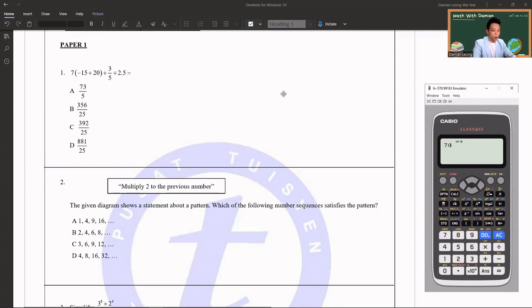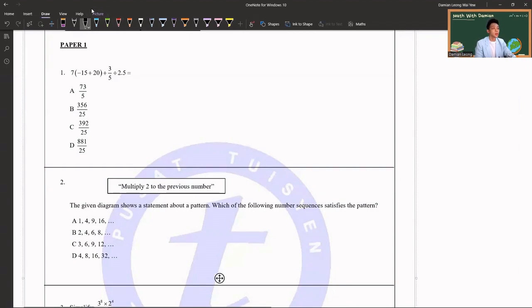Make sure to put all the relevant brackets inside. Then plus 3 over 5 divide 2.5. And we will straight away get the final answer that we need. No need to do any special or complicated methods. Just key it into your calculator, and we can get the final answer exactly as we want it.